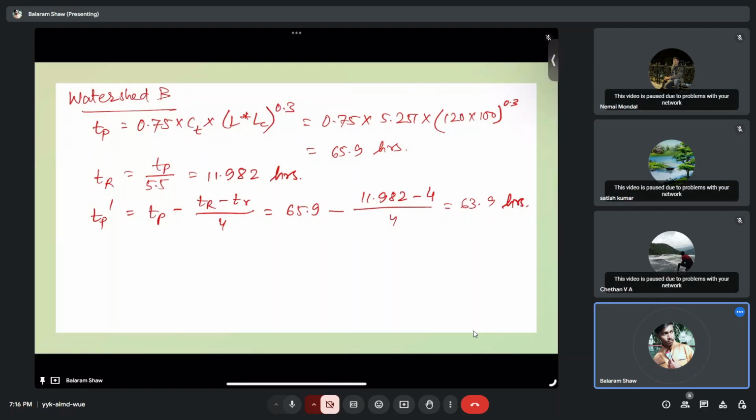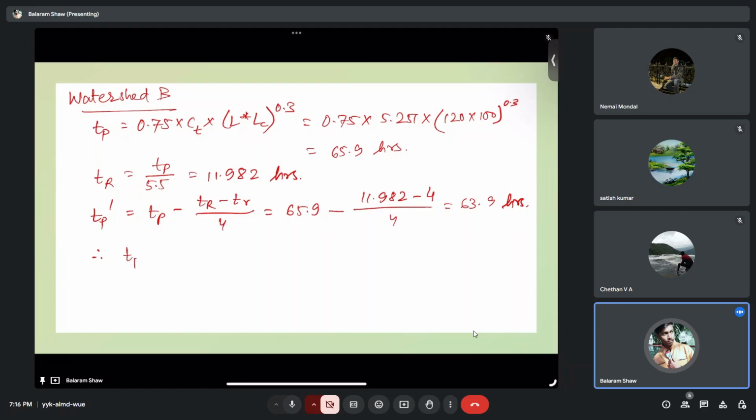Therefore, time to peak will be TP dash plus TR by 2, that is equal to 63.9 plus 4 by 2, that is 65.9 hours.